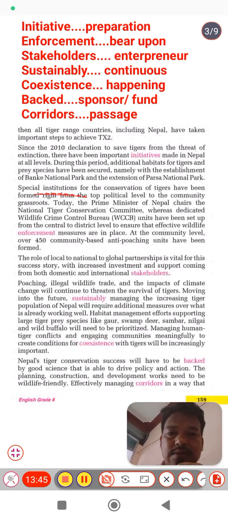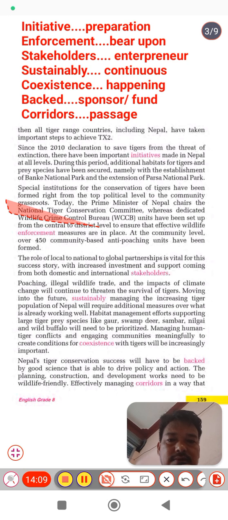So the next one, special institutions for the conservation of tigers have been formed right from the top political level to the community grassroots. Today, the Prime Minister of Nepal chairs the National Tiger Conservation Committee, various dedicated Wildlife Crime Control Bureau, that is WCCB, units have been set up from the center to district level to ensure that effective wildlife enforcement measures are in place at the community level. Over 450 community-based anti-poaching units have been formed.